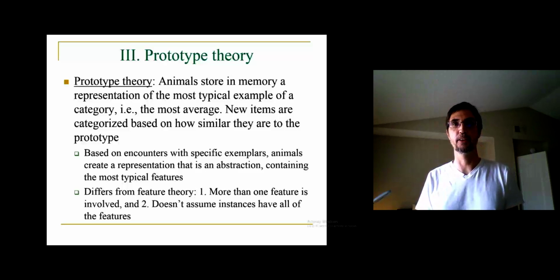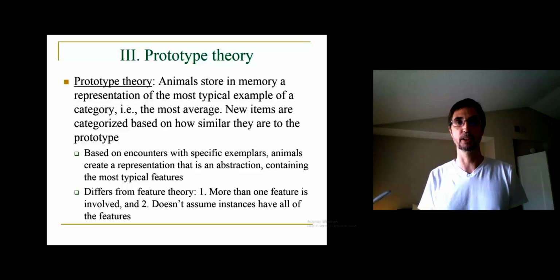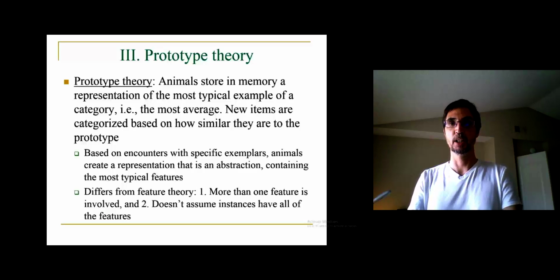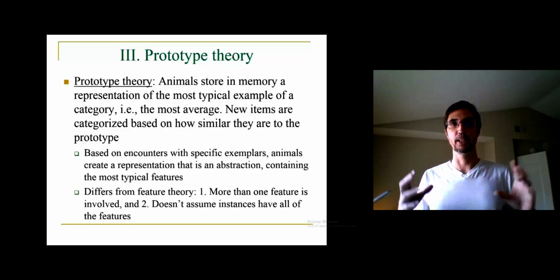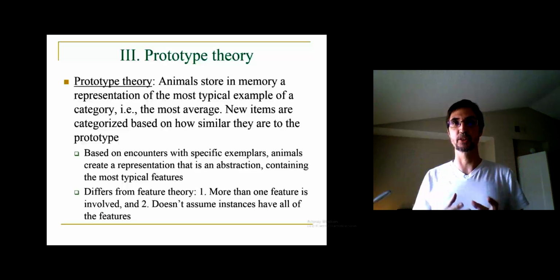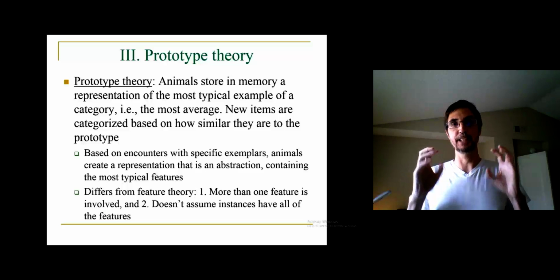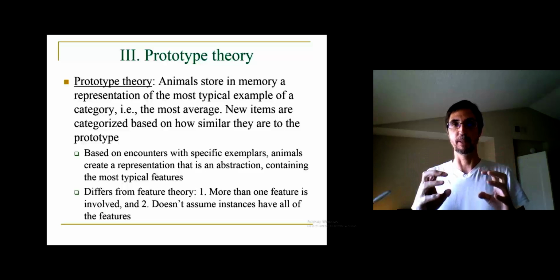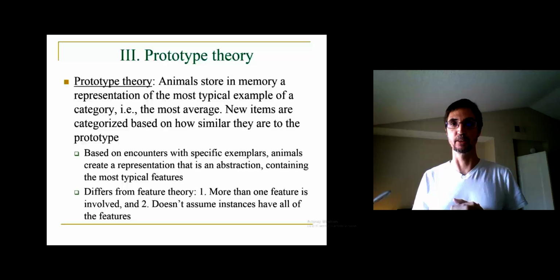All right, the third theory of categorization that we'll discuss is called the prototype theory. This theory holds that animals store in memory a representation of the most typical example of a category. A prototype is a representation of the most average features, the most typical features associated with a category. And new items are categorized based on how similar they are to the prototypes. So in contrast to the exemplar theory, the examples of categories aren't stored in memory. Instead, from all those examples, the animal abstracts a certain set of typical features, features that tend to be seen in that category.